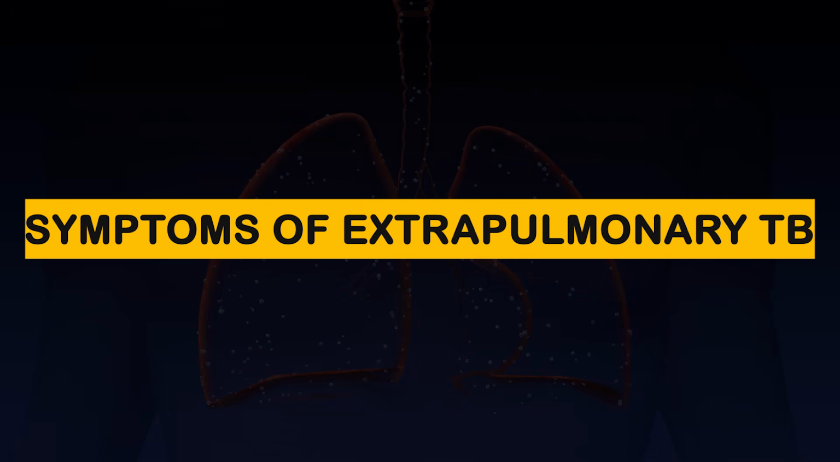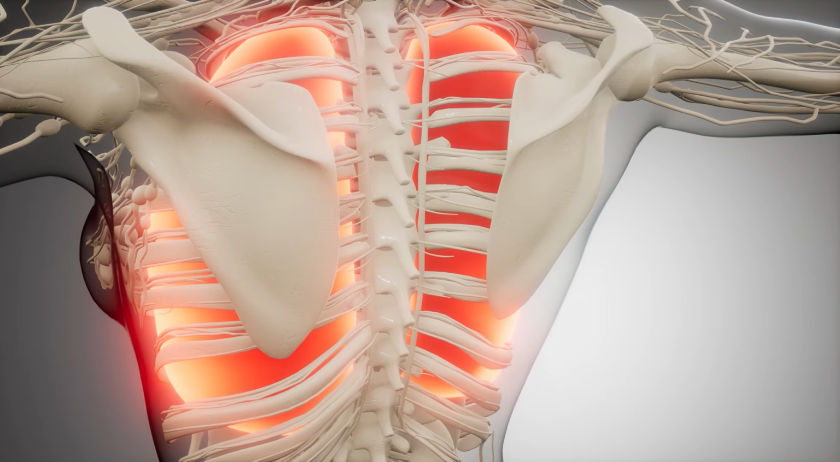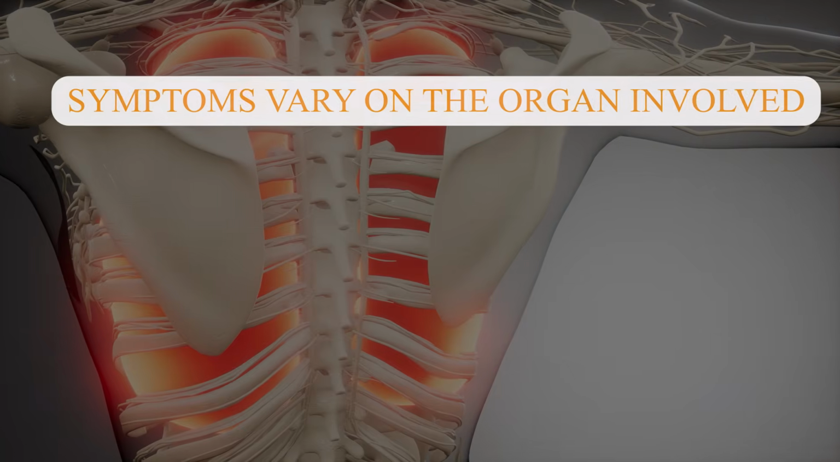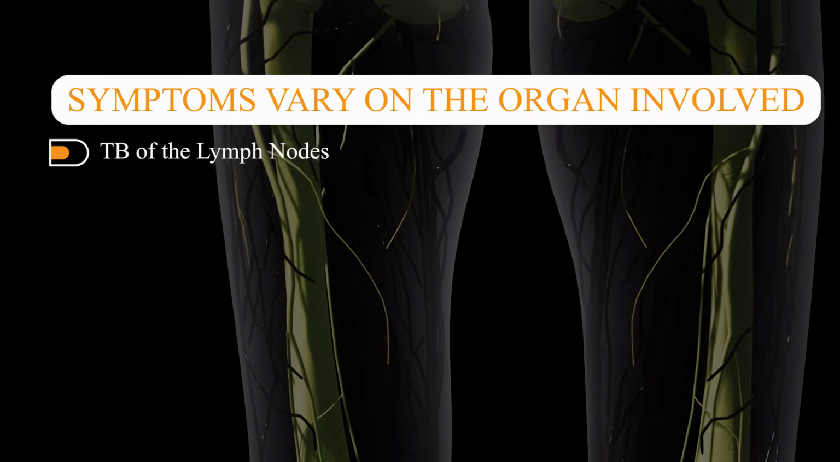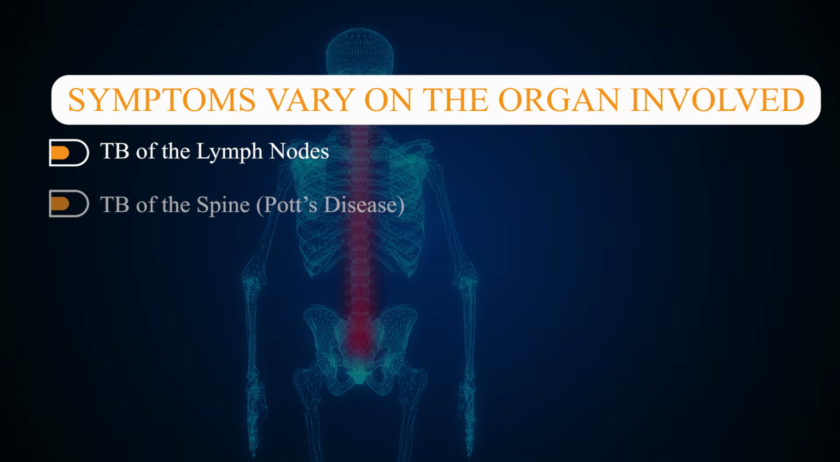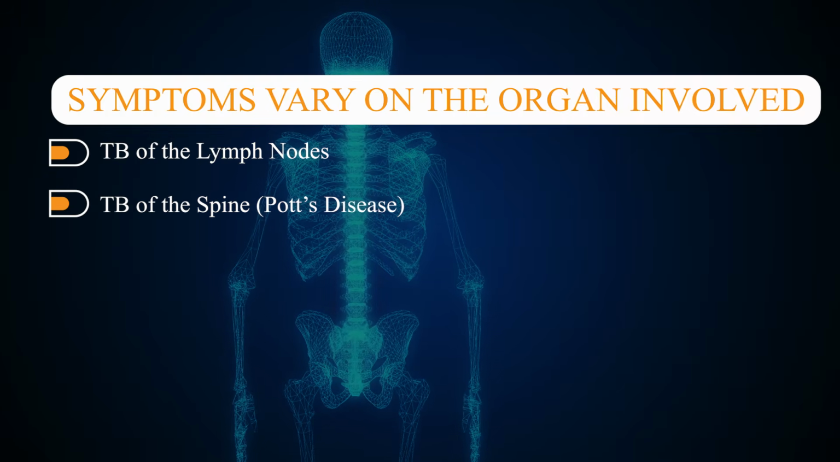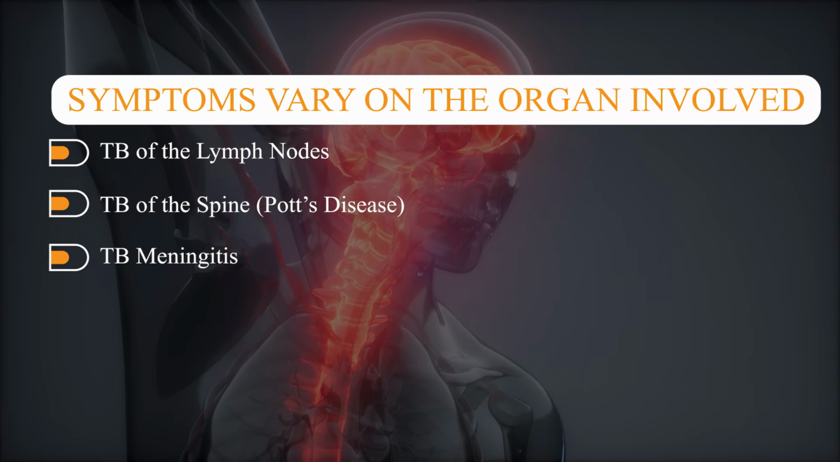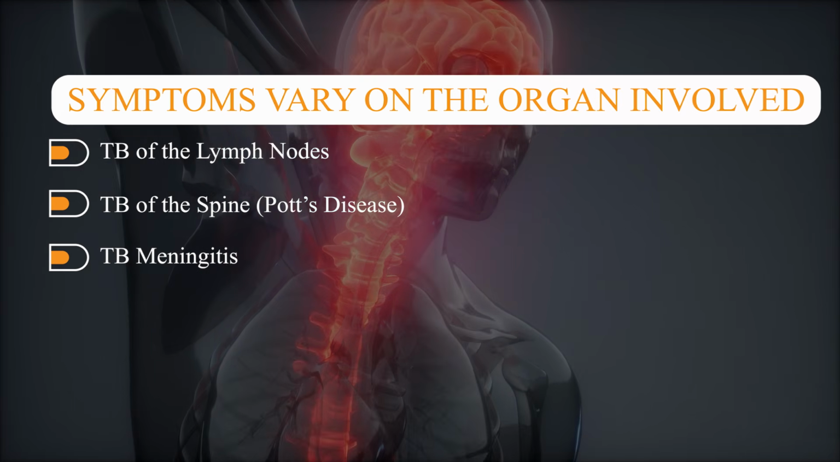Symptoms of extrapulmonary TB. When TB spreads outside the lungs, symptoms vary depending on the organ involved. TB of the lymph nodes: swollen, painless lumps, often in the neck. TB of the spine, Pott's disease: back pain, spinal deformity. TB meningitis: severe headache, neck stiffness, confusion.